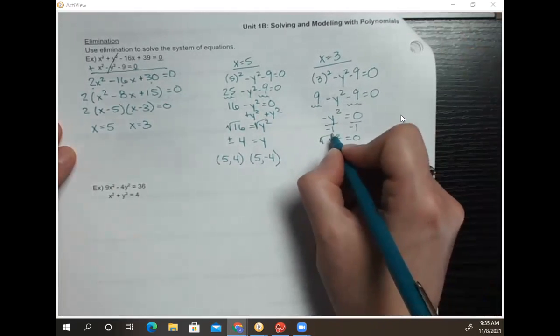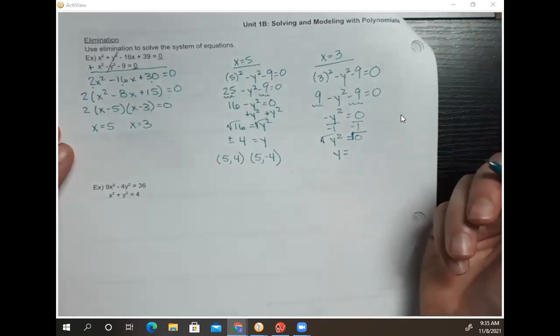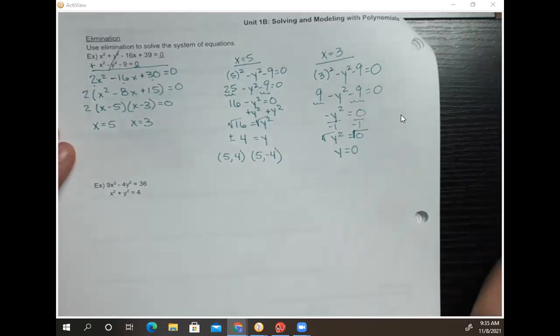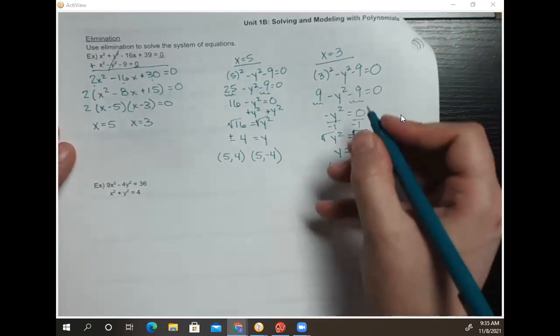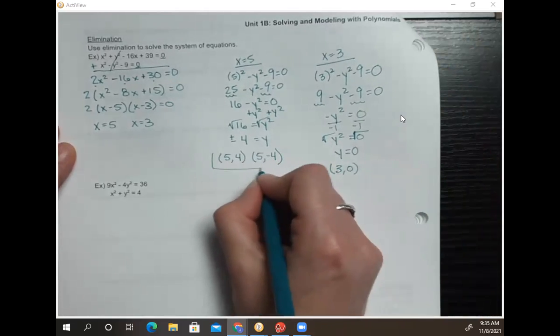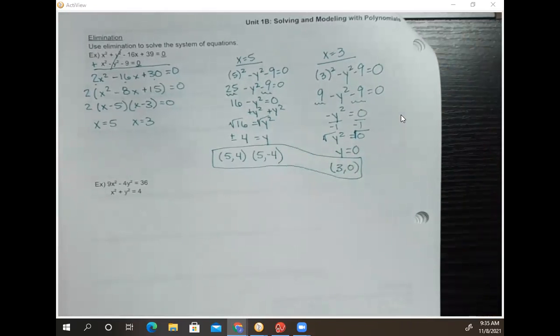And then I can take a square root. So I get y equals, the square root of 0 is just 0. We don't need plus or minus on 0. So I just have y equals 0 there. And I only get one solution when x equals 3. It would be 3 comma 0. There are my 3 solutions to that system. Questions for me on our elimination method?